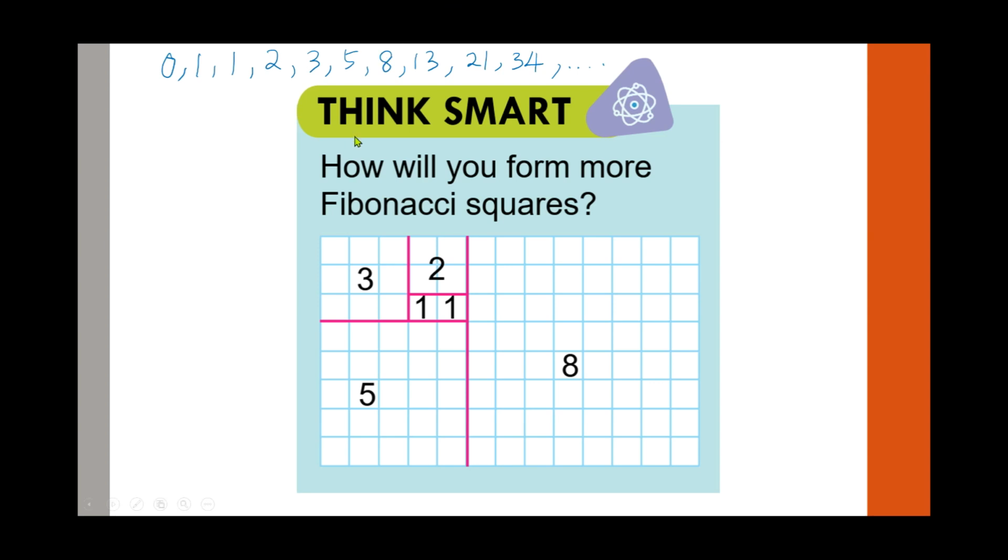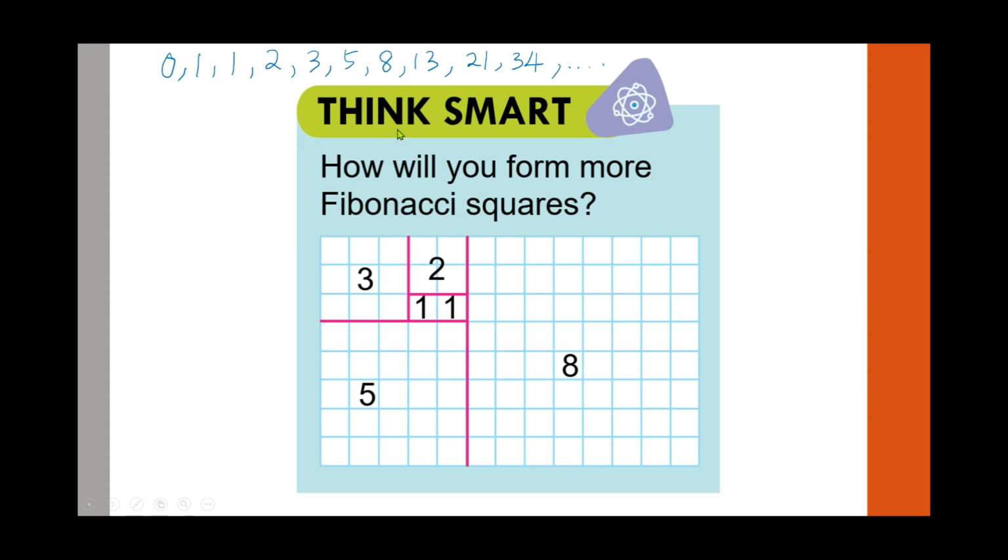Okay, now this part over here, how will you form more Fibonacci squares? It starts with 1, 1. So 1 means 1 box times 1 box. 1 times 1, you get 1. And then when it comes to the next number, 2, meaning 2 boxes times 2 boxes. So this is a 2. The next number is 3, so 3 times 3. The next one, 5. So we will get 5 times 5. After number 5 is 8.